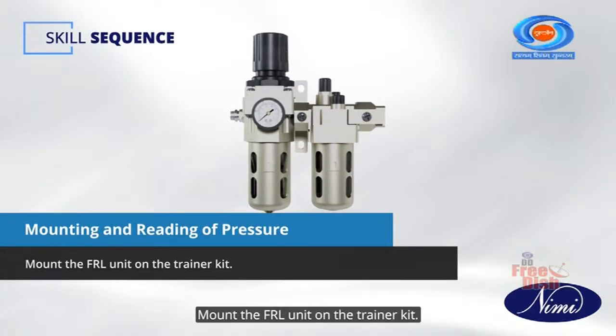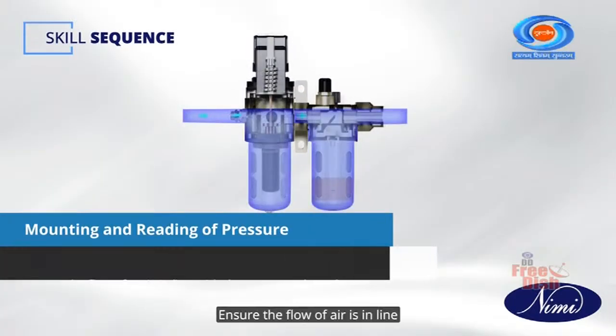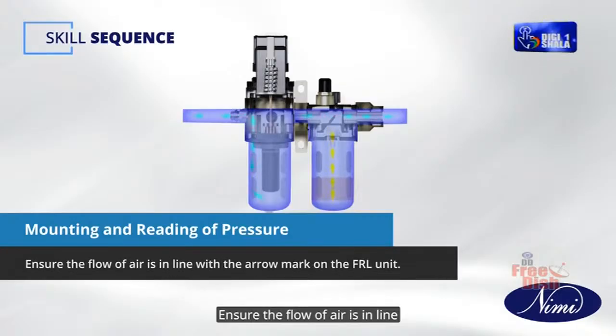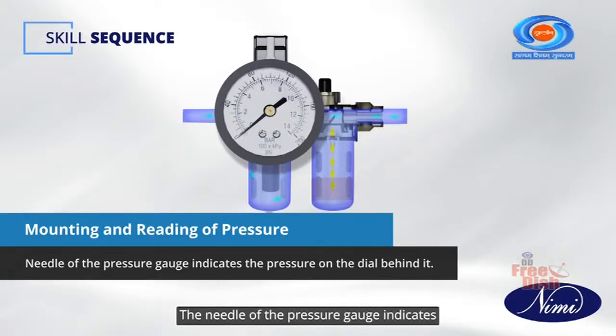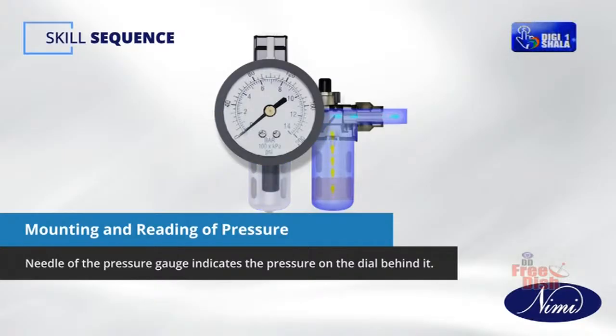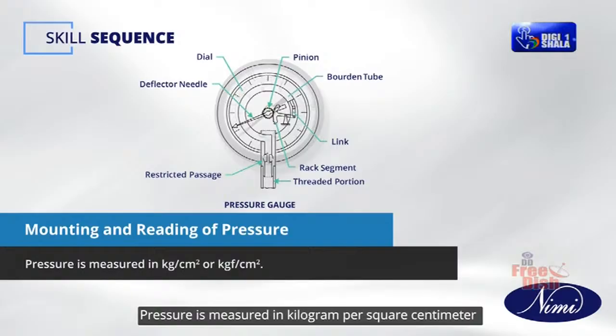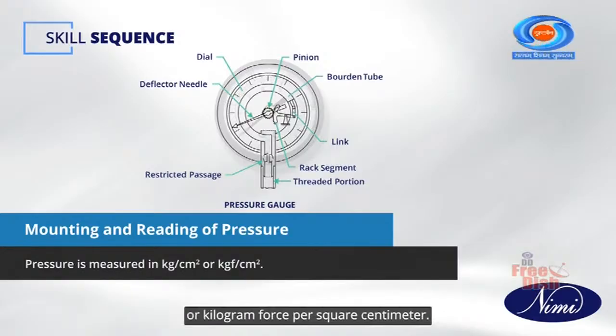Mount the FRL unit on the trainer kit. Ensure the flow of air is in line with the arrow mark on the FRL unit. The needle of the pressure gauge indicates the pressure on the dial behind it. Pressure is measured in kilogram per square centimeter or kilogram force per square centimeter.